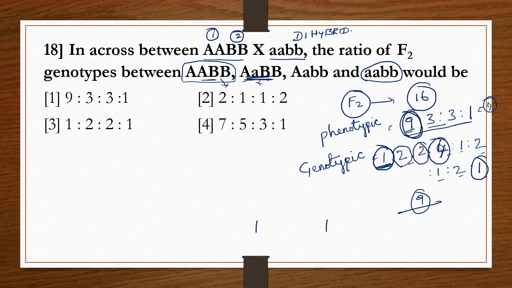So now let's see what the 2 are. These 2 represent capital A, small a, capital B, capital B. Another 2 represent capital A, capital A, capital B, small b. So the remaining 4 represent capital A, small a, capital B, small b.